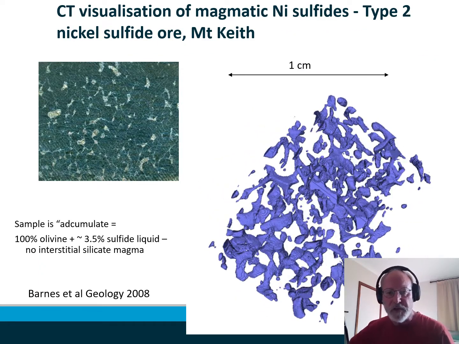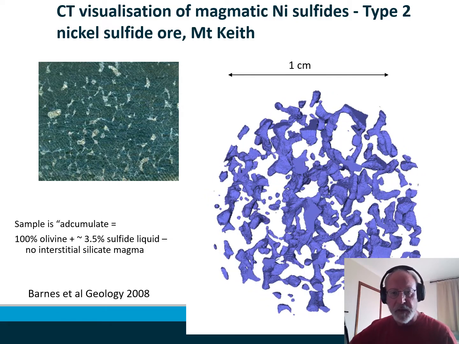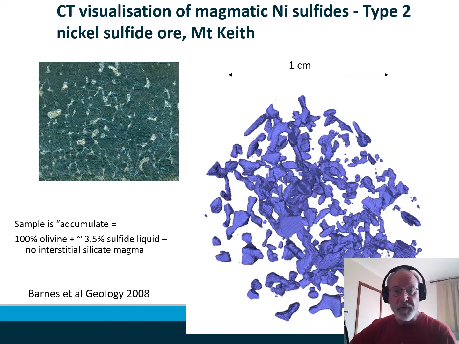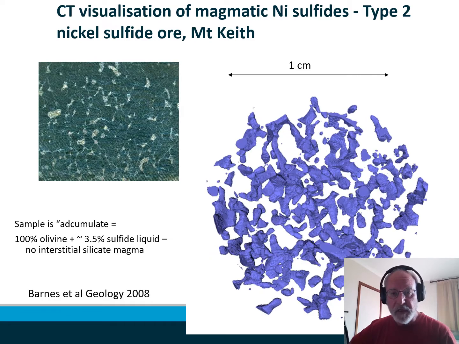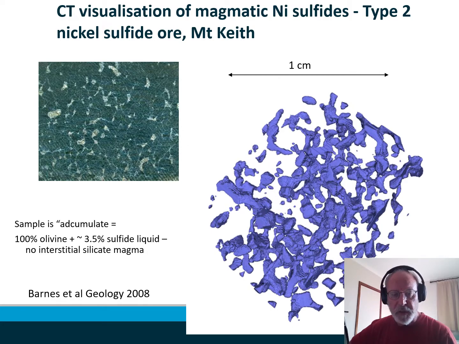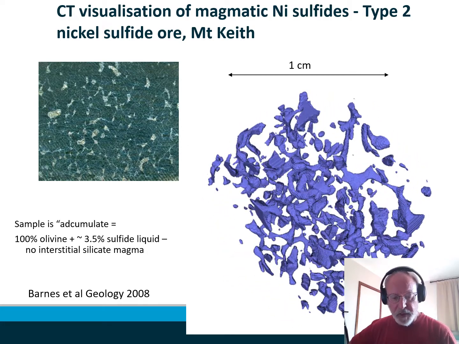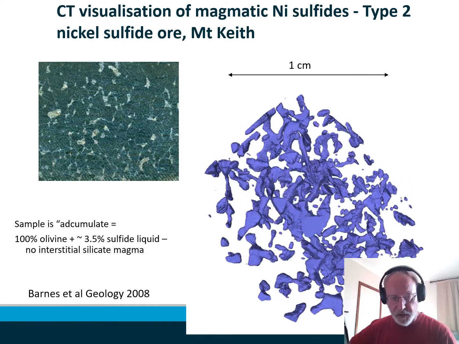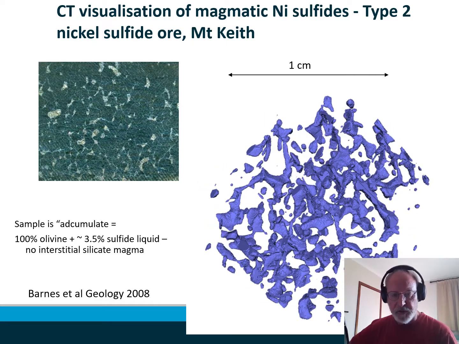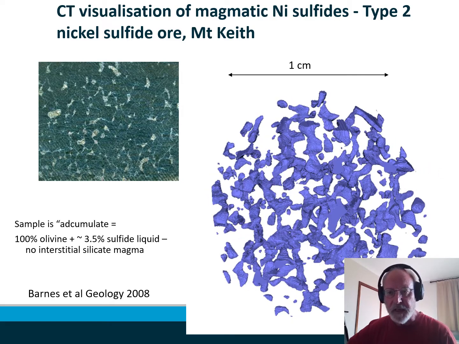So this first of all is the adcumulate. That's a 3D image showing the shape and size of the sulfide droplets. And you'll see that they're forming a sort of 3D framework. They're forming little tubes, and those little tubes of sulfide are running down the triple point boundaries where the olivine grains are in contact with one another. So they're occupying the grain boundaries where you've got multiple olivine grains in contact. And interestingly, what they're not doing is covering the faces of the olivine crystals. They're just forming little tubes running down the boundaries in between them. So that's what we see in the adcumulates.